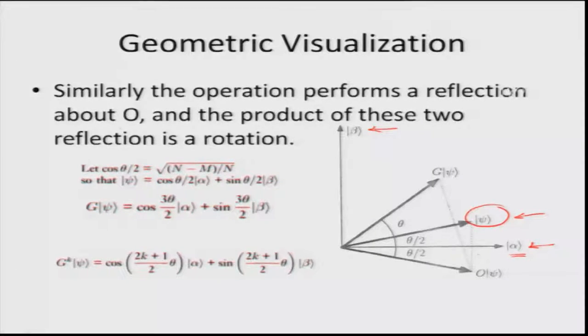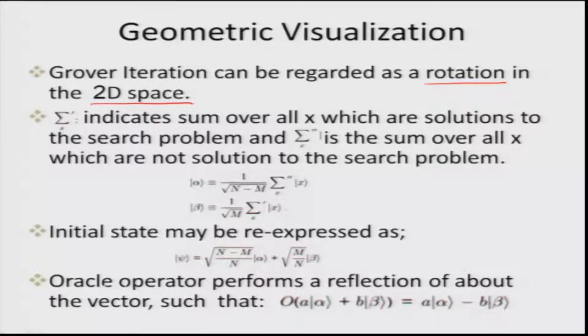The operation performs a reflection about O, and the product of these two reflections is a rotation. So, this is my operation, which is essentially doing the reflection, and the product of these two reflections is a rotation. Let me again go back to the earlier slide to essentially indicate all the mathematics associated with this.